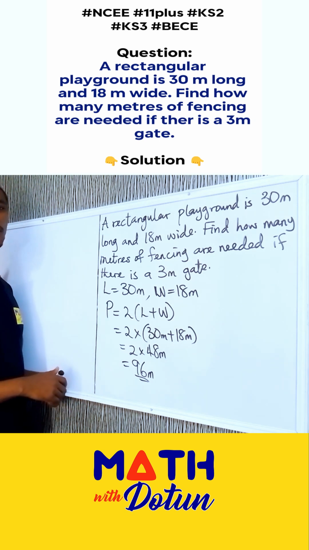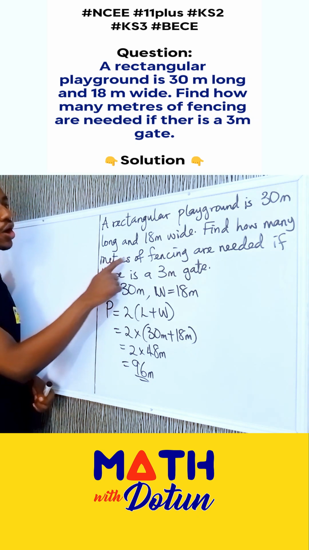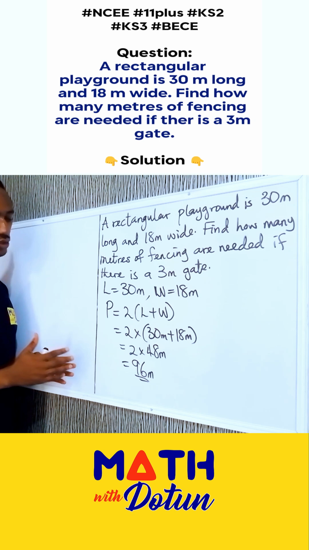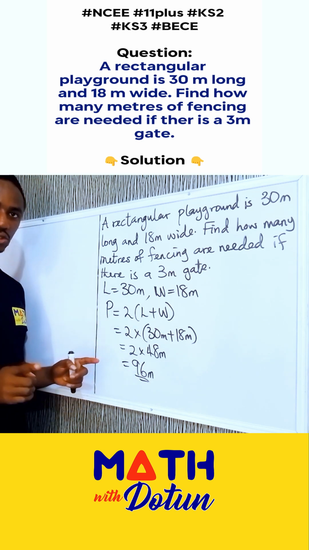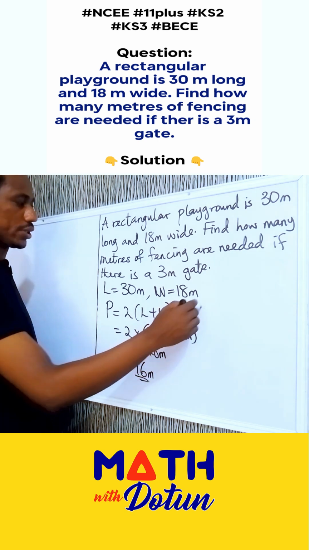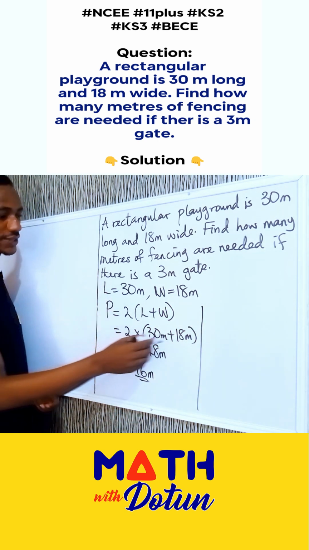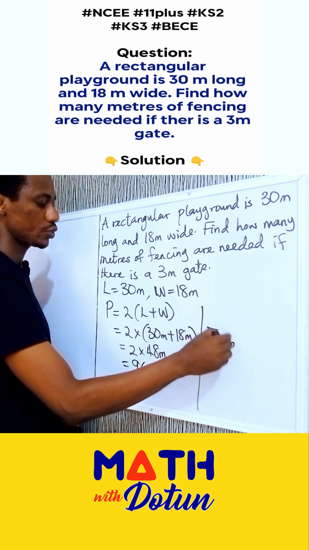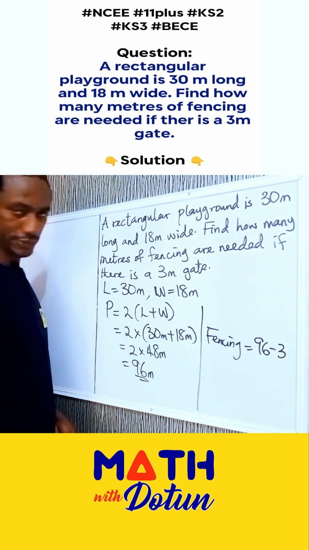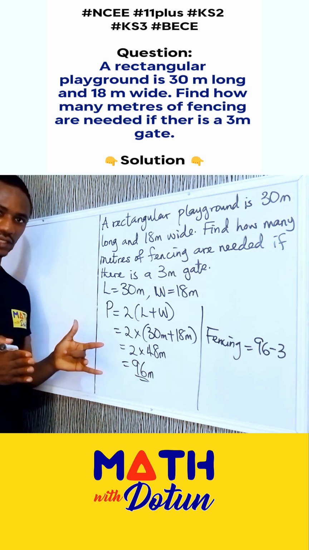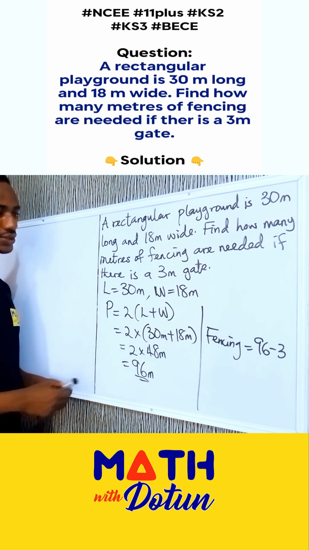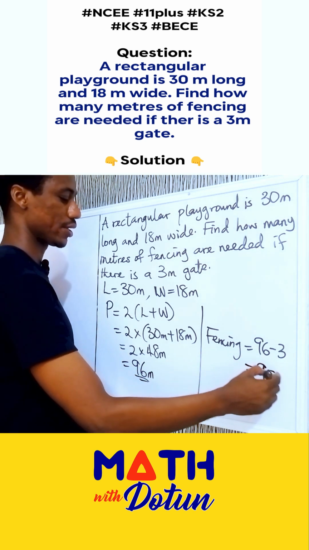But the question is, find how many meters of fencing are needed if there is a 3-meter gate. So out of this total length around the shape, we are taking 3 meters for the gate. Therefore, the meters needed for the fencing, I'll just say fencing without the gate, will be 96 minus 3. We take away the distance for the gate from the total distance, and that will give us 93 meters.